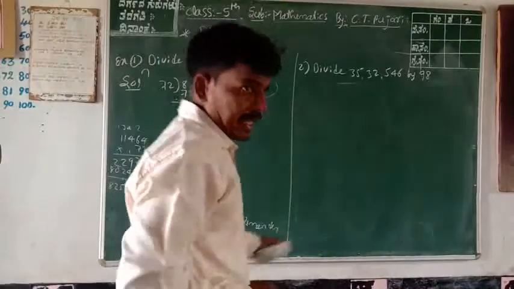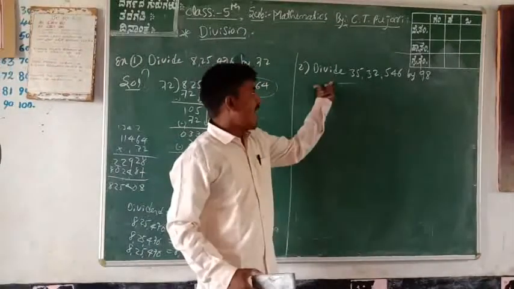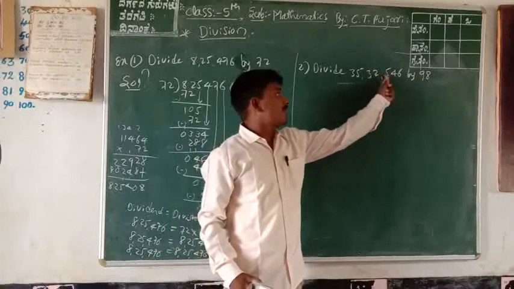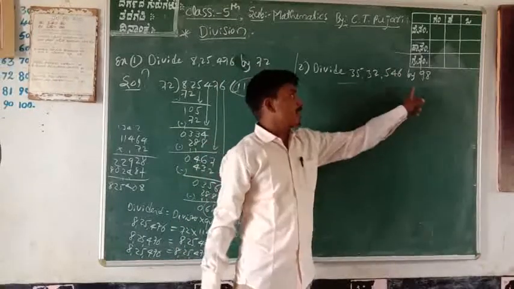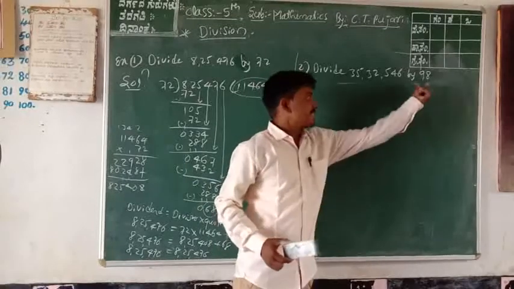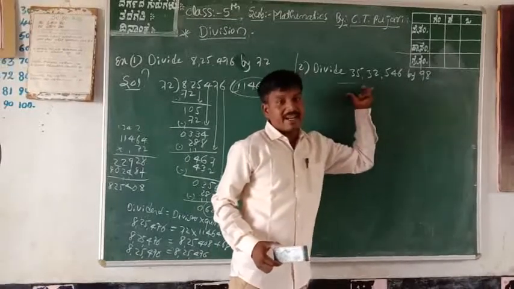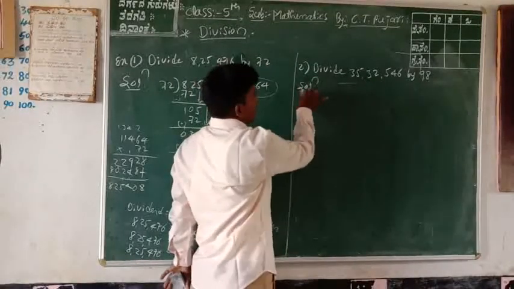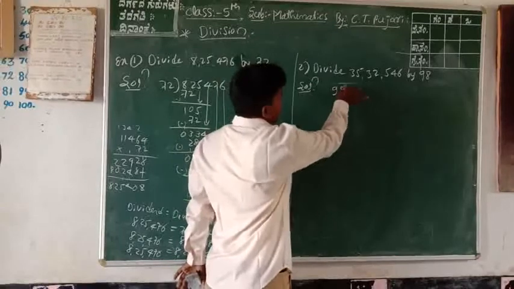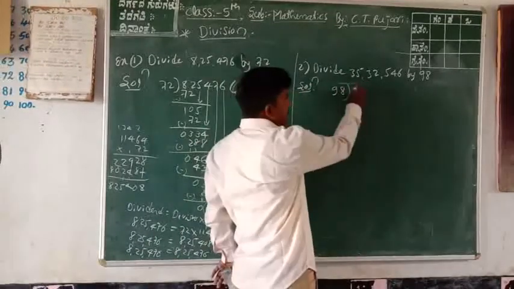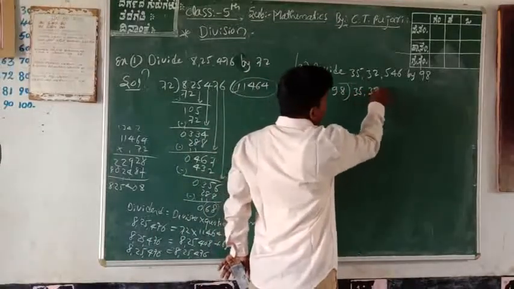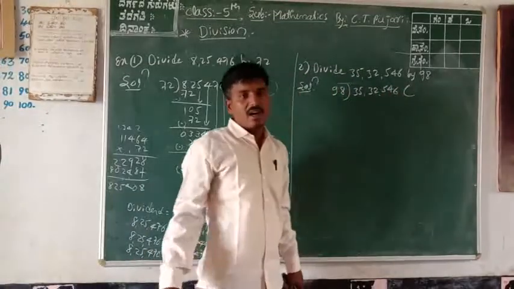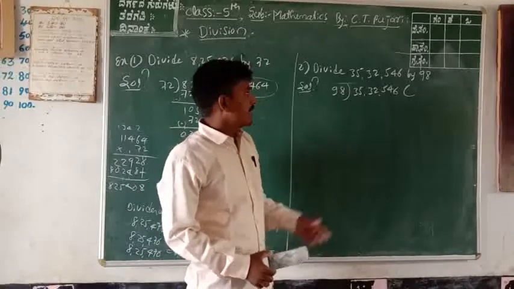Okay. Second one also, divide 35 lakhs 32,546 by 98. This is the divisor. This one is the dividend. Therefore, consider the solution, 98. Next, the dividend is 35 lakh 32,546. Therefore, next you can take only a 2-digit number.